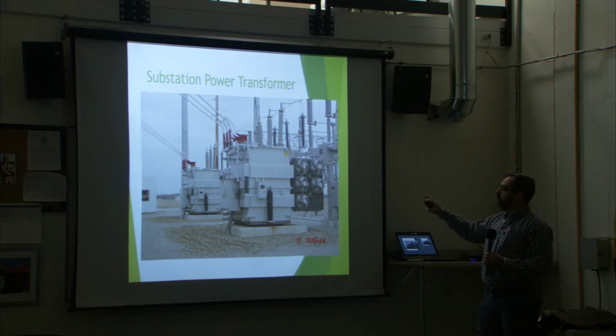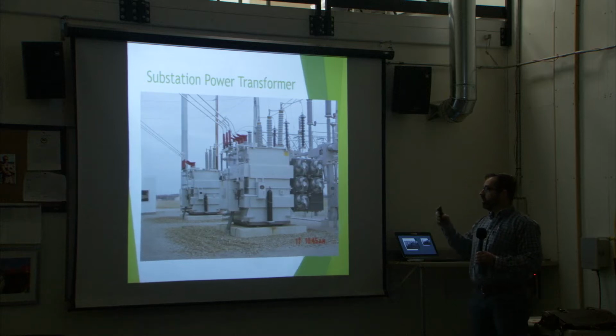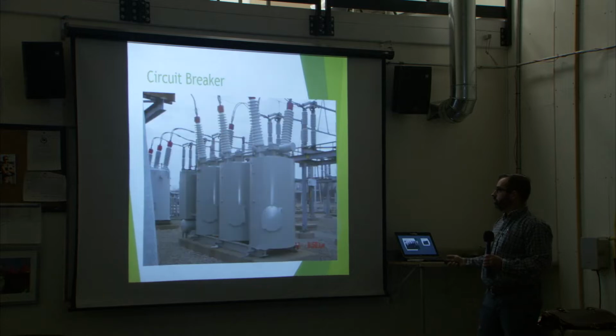This is a typical 138 to 12.5 kV, 15 MVA power transformer. These are twin transformers at Porter Sub there. It's changing the 138 voltage down to 12.5 for our distribution system.